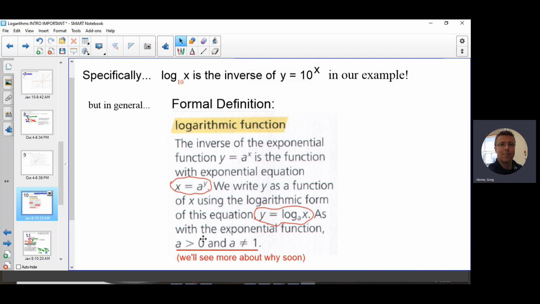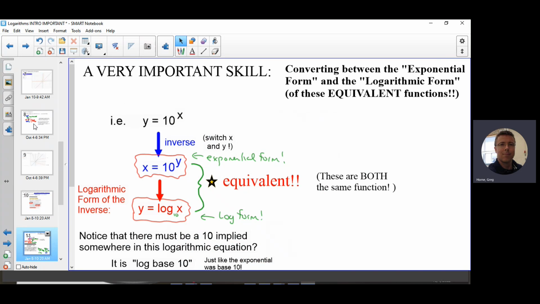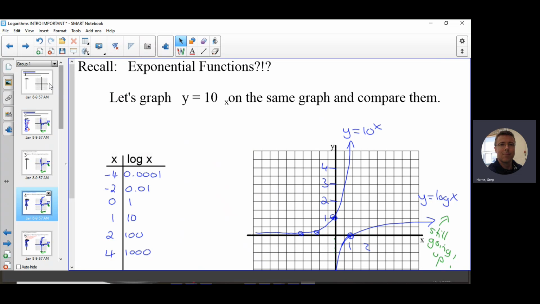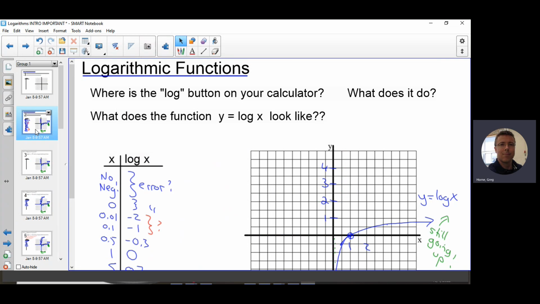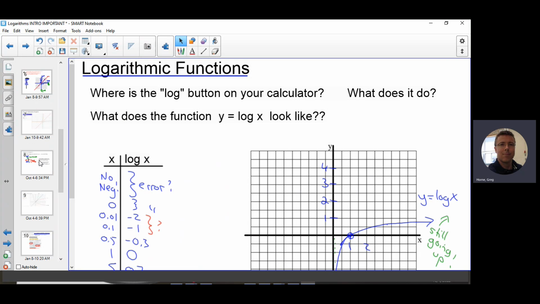Notice they're saying that a has to be greater than 0 and a can't be 1. We'll see why very shortly. And you saw that in your table of values up here, probably, right? Where you couldn't type in certain values. You couldn't type in the negatives and the 0.